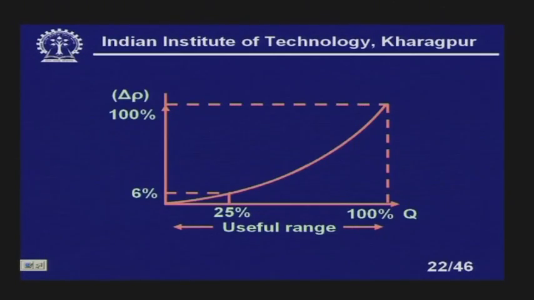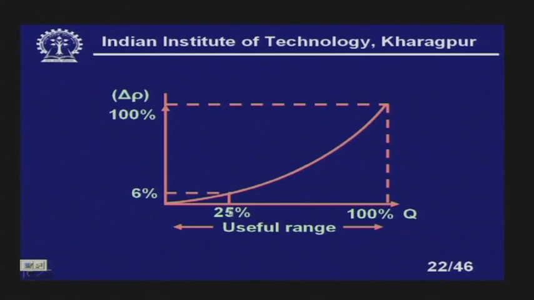Now, you see there, the useful range here, it is a nonlinear curve. Because you can see that the flow velocity, or the volumetric flow rate, is proportional to the square root of the differential pressure. So, obviously, it is nonlinear.